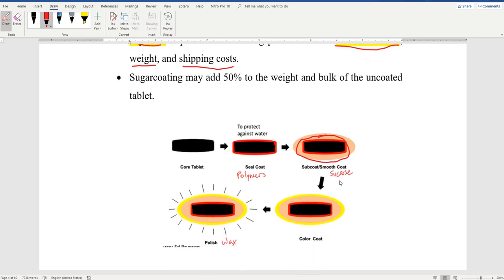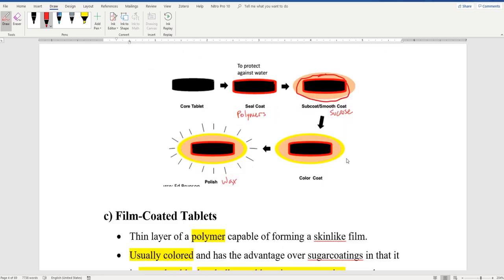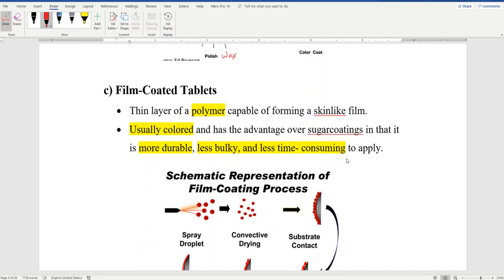So it includes many steps. It needs time, it needs expertise, the size increases, and so does the shipping cost of the tablets.